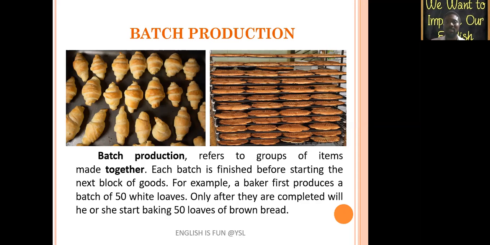So basically, in batch production, items are made in groups. In job production, items are made individually. One is completed before another one will start.